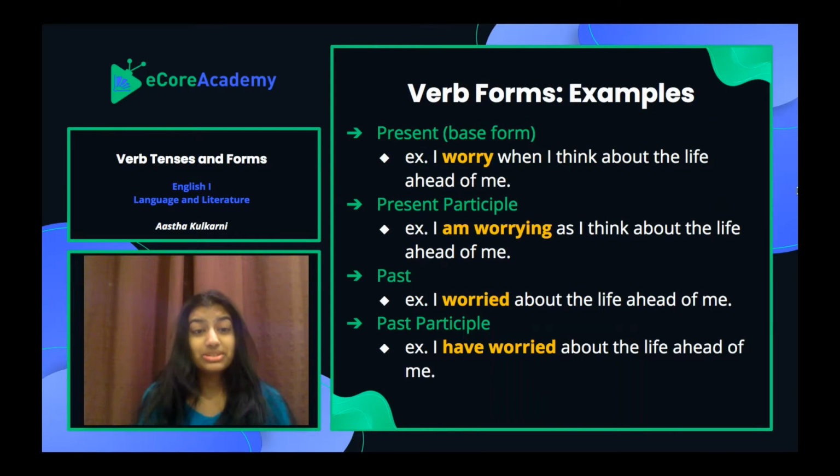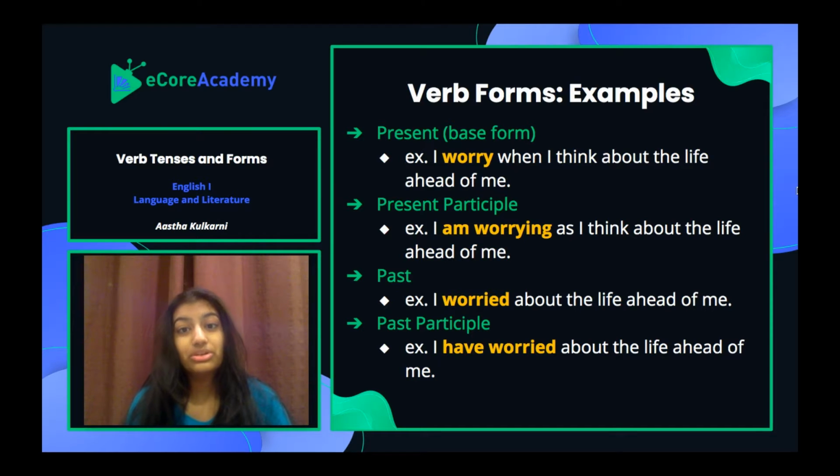I'm just going to give you some examples so you understand how these forms work. These are the same sentence altered to fit all four forms. The first one is the base form, which is present. The example says, I worry when I think about the life ahead of me. So worry is in the present. Right now, that's what I'm doing. I worry about the life ahead of me.